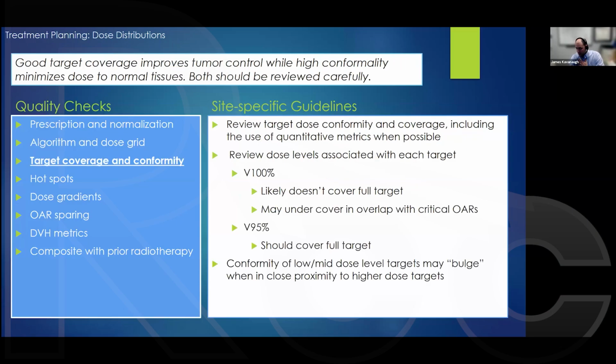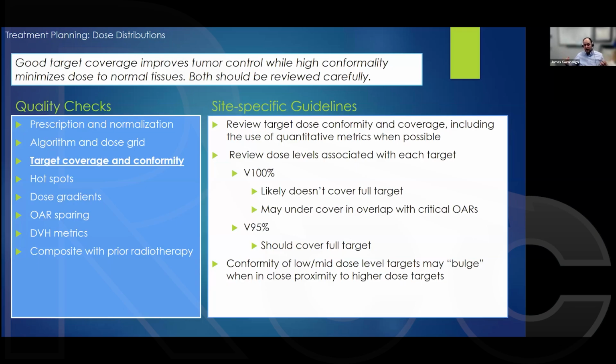Target coverage and conformity. Again, review target dose conformity and coverage, including the use of any quantitative metrics when possible. For instance, I like to look at both the volume getting prescription and the volume getting 95% of prescription. In the prostate world, at least, V100 likely doesn't cover the full target and may undercover, especially in overlap with critical OARs. I have a next slide to show this. But V95, 95% of prescription, should cover most, if not all, of that target.